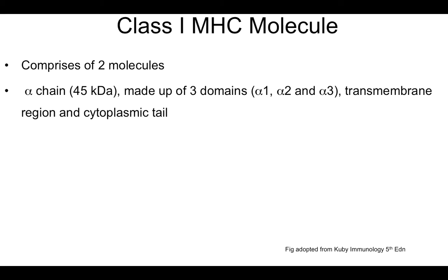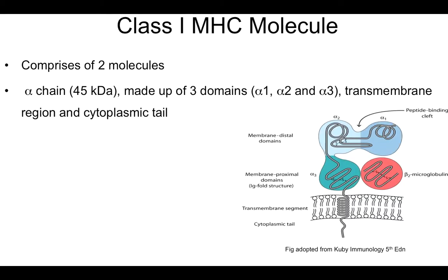alpha 3 domain. The three domains, alpha 1, alpha 2 and alpha 3, are the domains that lie outside the cell. In addition to these three domains, a transmembrane region is also present in the chain, which helps to anchor the alpha chain in the membrane of the cell. This part of the alpha chain is mainly made up of hydrophobic amino acids. And the last portion of the chain that lies inside the cytoplasm is a small cytoplasmic tail, which is made up of hydrophilic amino acids.